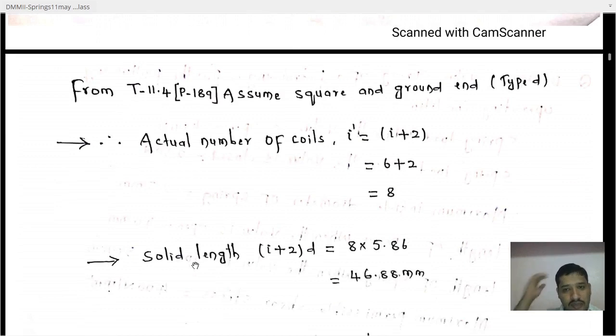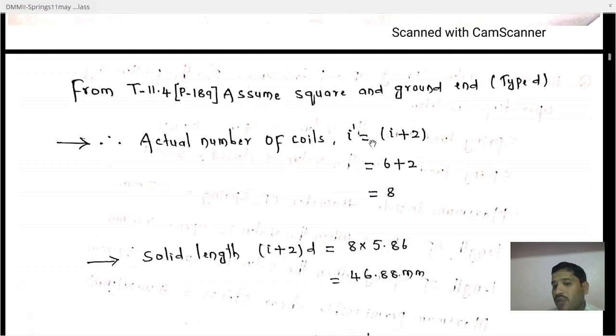After getting this one, we need to find out the actual number of coils, as well as the solid length of this helical coil of the spring. So from table number 11.4, page number 189 of the Design Data Handbook by Mahadevan, assume square and ground ends, type D. So the actual number of coils, what is the formula? I dash equals I plus 2. Is it right?